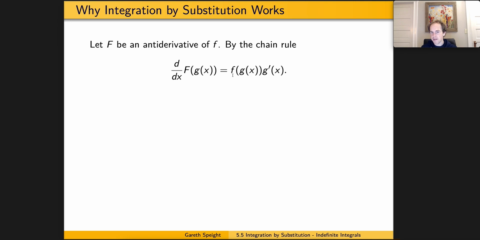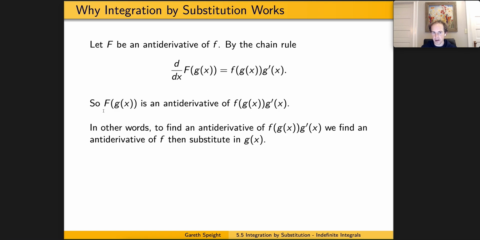We do the derivative of the outside at the inside, which is f of g of x, times the derivative of the inside, which is g prime of x. So we get the right-hand side just because we know that if capital F is the antiderivative, capital F prime is little f. So capital F at g of x has derivative equal to the thing we're trying to integrate. So capital F at g of x is an antiderivative of the thing we're trying to integrate. That is exactly what we're looking for.